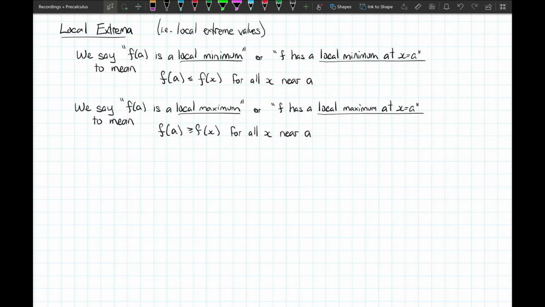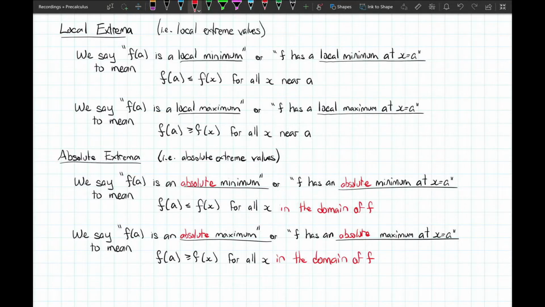Now, we also can talk about the absolute maximum and absolute minimum values of a function, and it's pretty much the same, except that instead of talking about something being the biggest value in its little neighborhood, we're going to be talking about the biggest value overall in the entire domain. So let's write those definitions out too, and then take a look at an example.